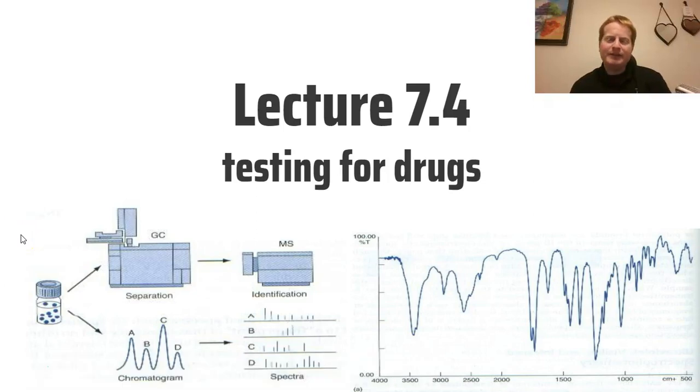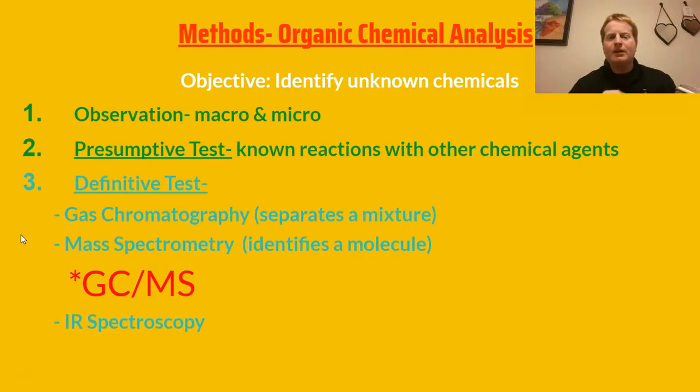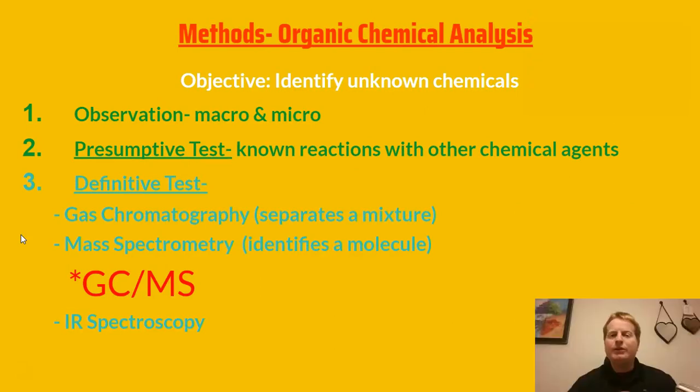Hey Forensic Science, this lesson is going to be talking about exactly how we test for drugs. So to start off, the goal is we've got this unknown drug, this unknown poison, for example, that we're trying to figure out what it is. And we're going to go through the process of how that is done exactly by a forensic scientist.